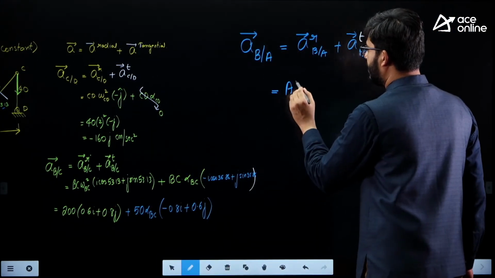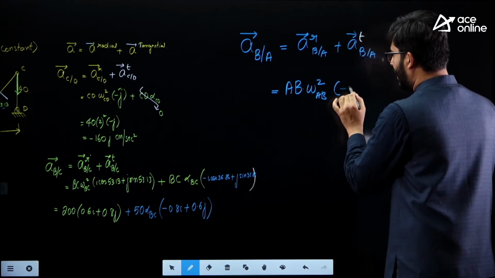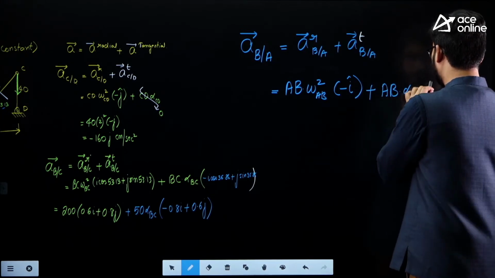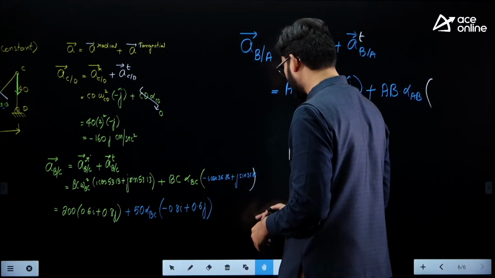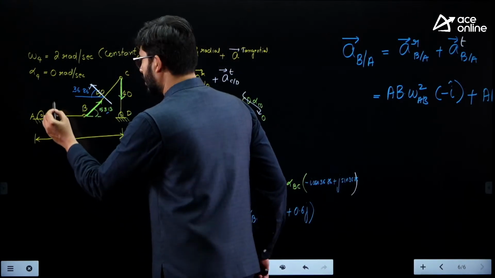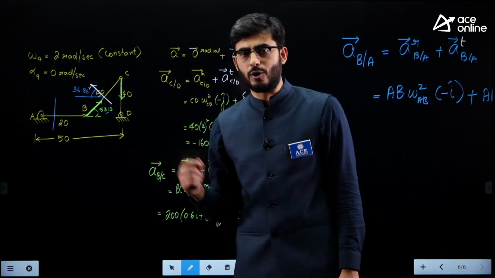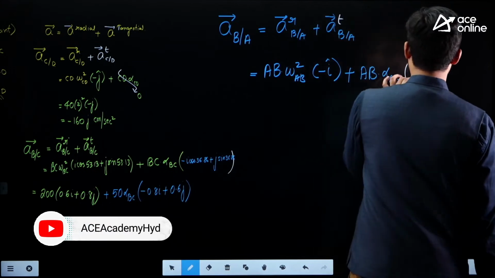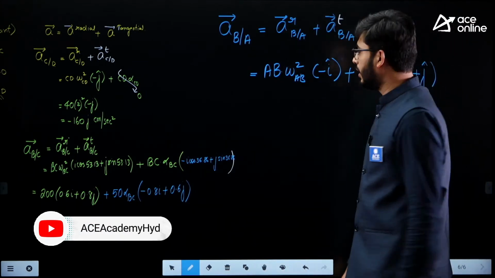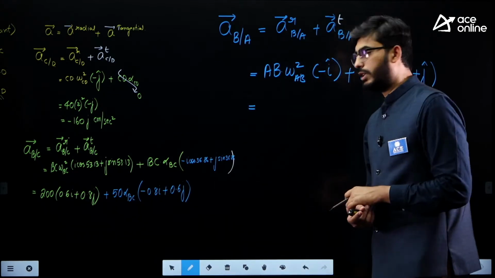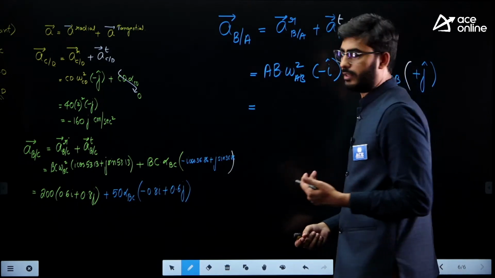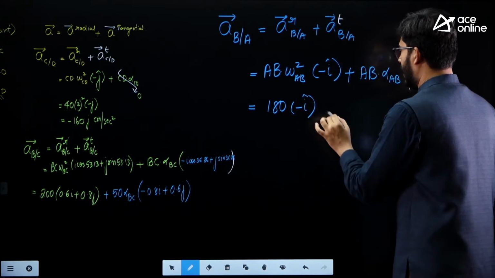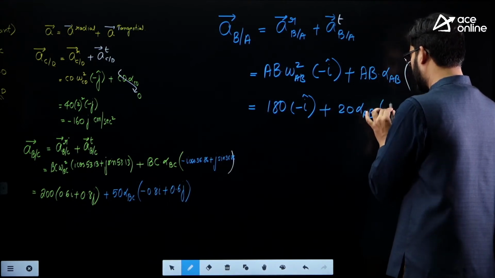So we can write this as AB into omega AB square minus I cap, plus AB into alpha AB. Alpha in the case of link 2 will be in the vertical direction, guys. I will assume that it is acting in the positive y direction, that is positive j cap. AB is given as 20 centimeters and omega is known to us, that is 3 radians per second. So this is 20 into 3 square, that is 180 minus I cap, and AB is 20, alpha AB is not known, j cap.